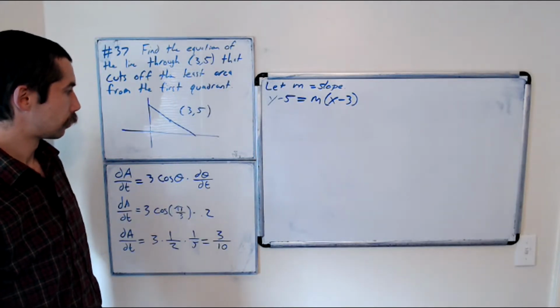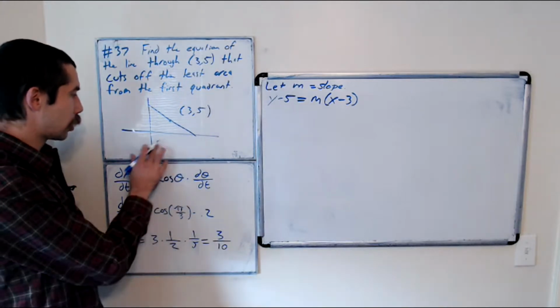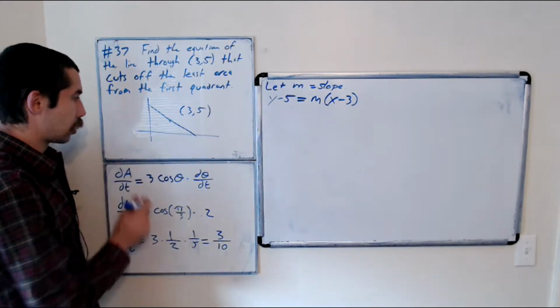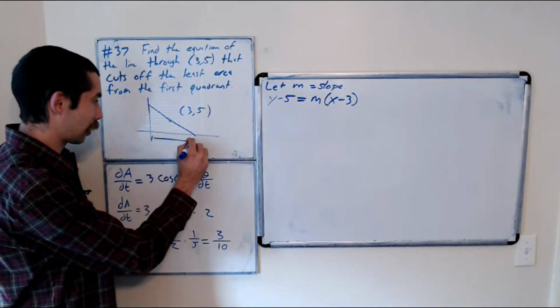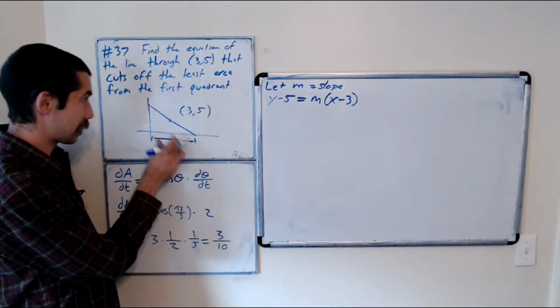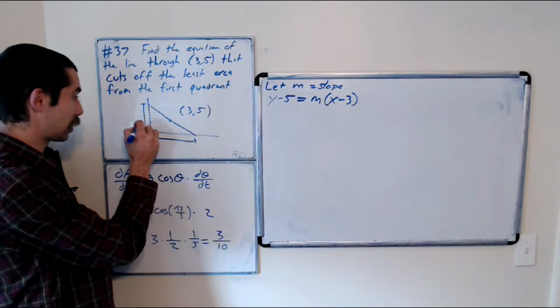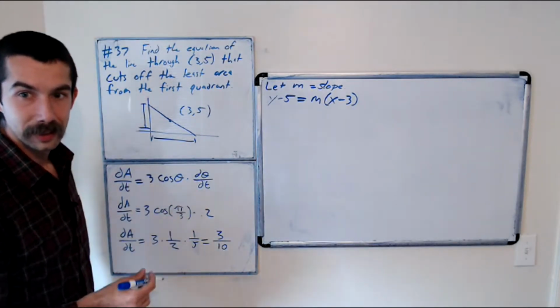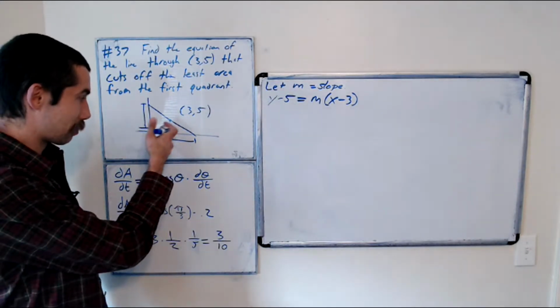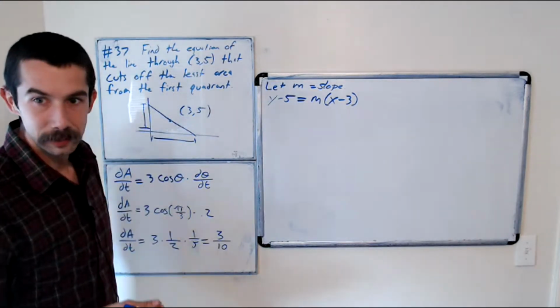Right? And so what do we want to do? We want to minimize this area. So we should figure out how long this leg is, find out how long this leg is, and then multiply them together. And half of that will give us the area.